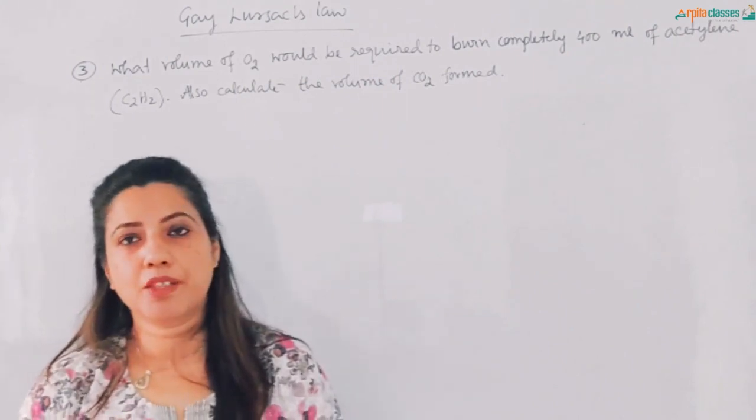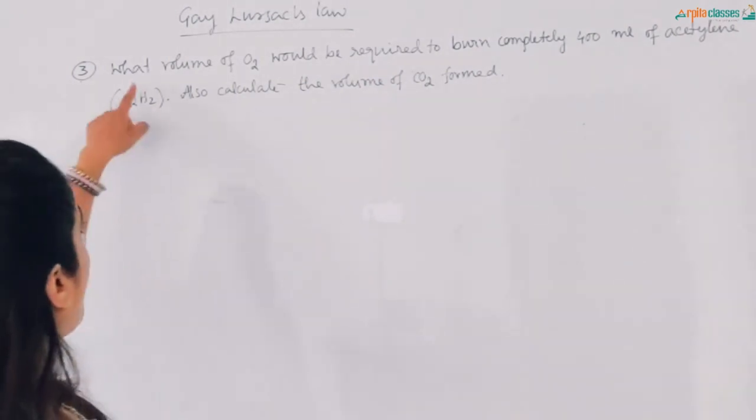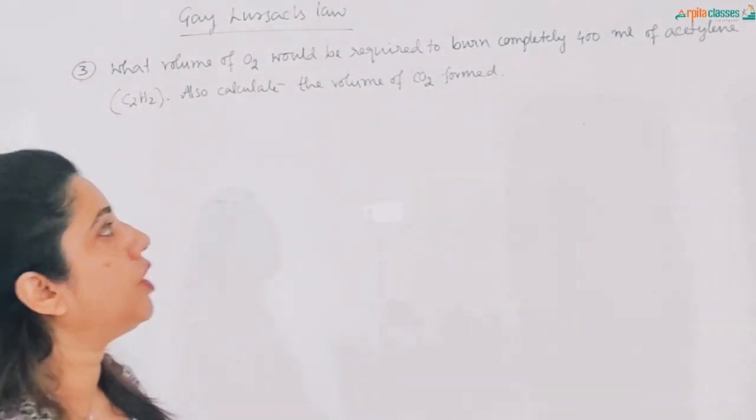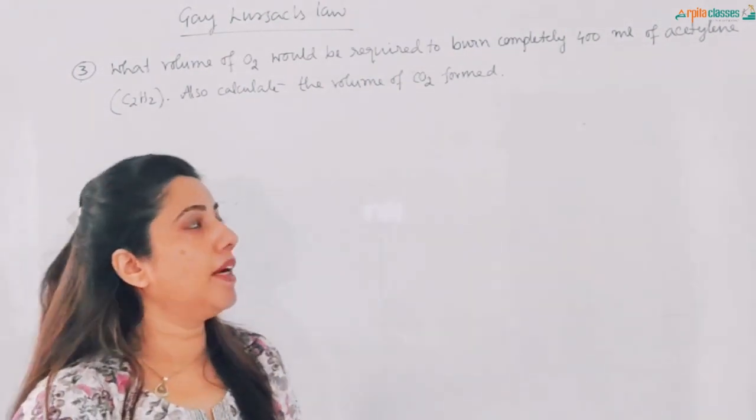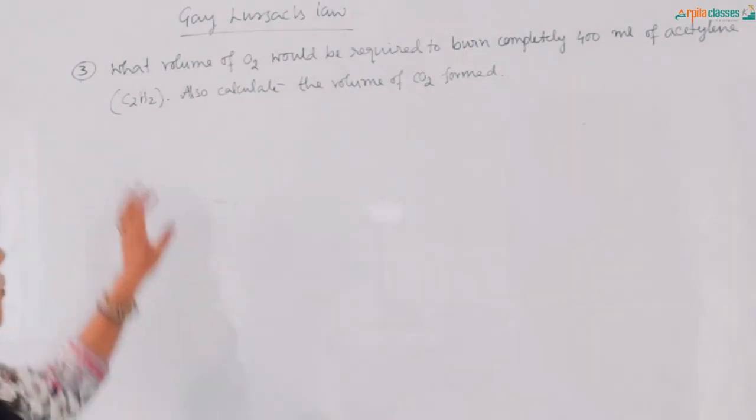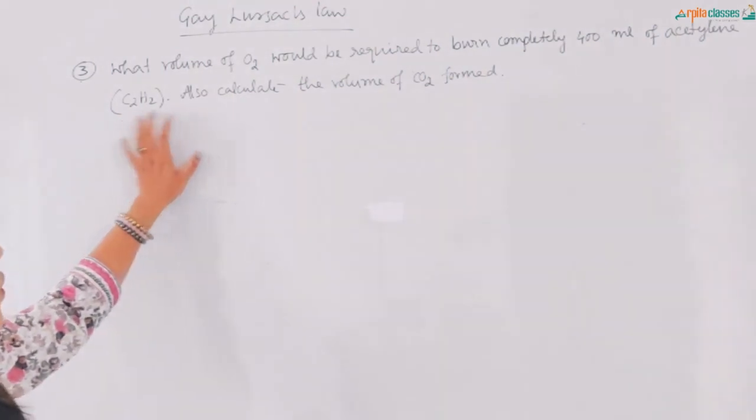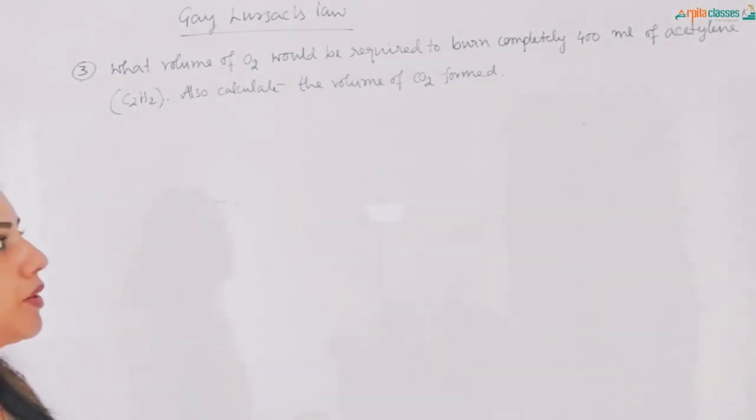Let us proceed to the next question, question number 3. What volume of oxygen would be required to burn completely 400 milliliter of acetylene? The formula for acetylene is given, C2H2. Also calculate the volume of carbon dioxide formed.